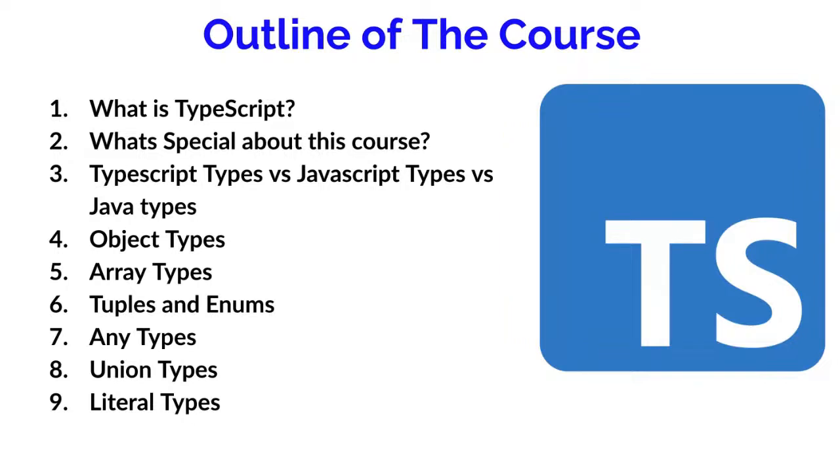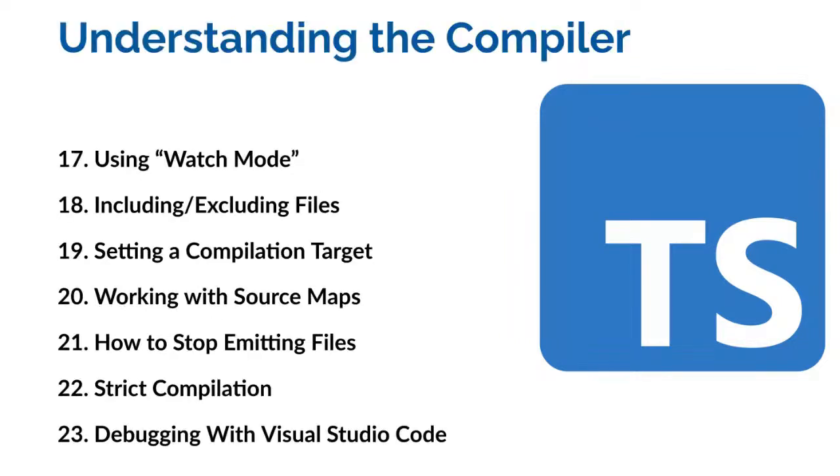We're also going to talk about TypeScript types and compare them to JavaScript types and compare JavaScript types to Java types. And I think this would be really helpful if you already know a little bit about programming. If you have prior experience with Java, then this will connect a lot of dots for you. Then we're going to move on to object types, array types, tuples, and enums. We're going to talk about any types, union types, and literal types. So that's section 1.